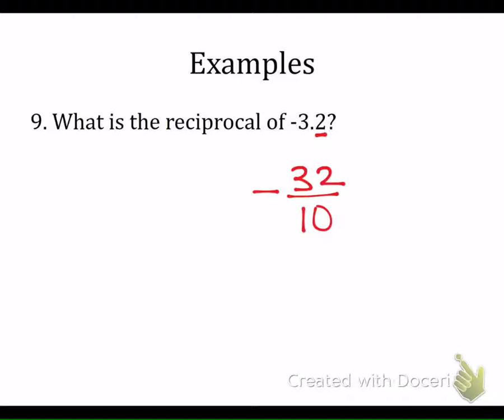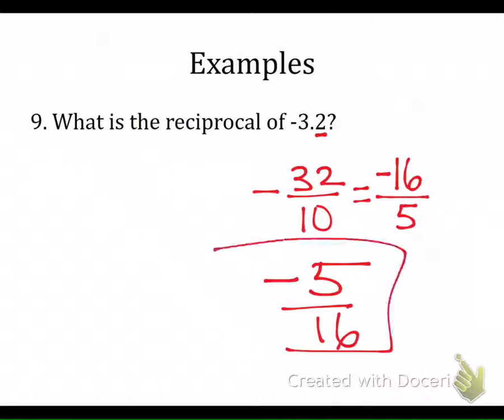Now, it gets even trickier because we can reduce this fraction. How would I reduce that fraction? By 2. It would be negative 16 over 5, and now we flip it. So what is the reciprocal? Negative 5/16. Good. That was a lot. Let me know if I lost you.